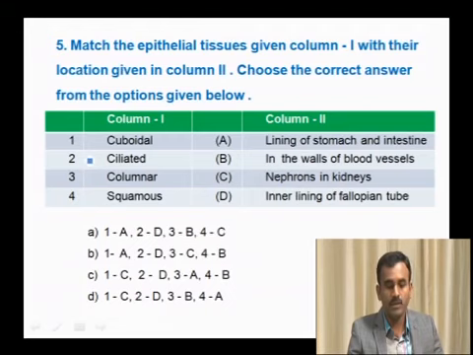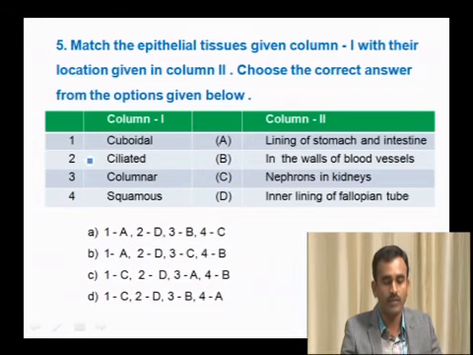Match the epithelial tissue given in column 1 with their location given in column 2. Choose the correct answer from the options given below. In column 1 they have given 4 different types of epithelial tissues, and in column 2 they have given their functions and locations. We need to match column 1 with column 2. Cuboidal epithelial cells associated with lining of stomach and intestine, no.